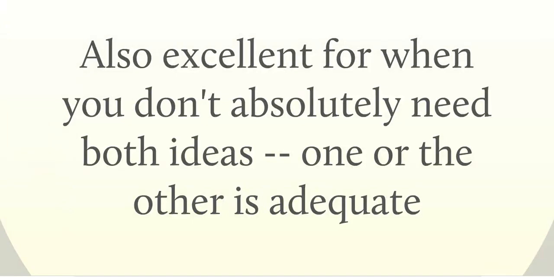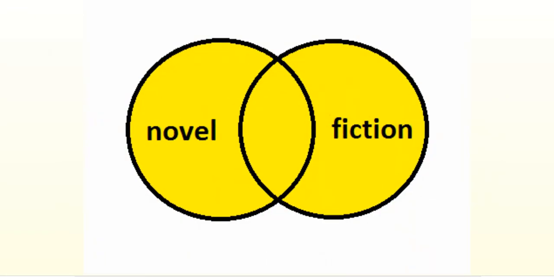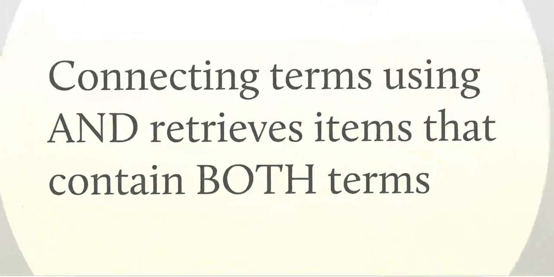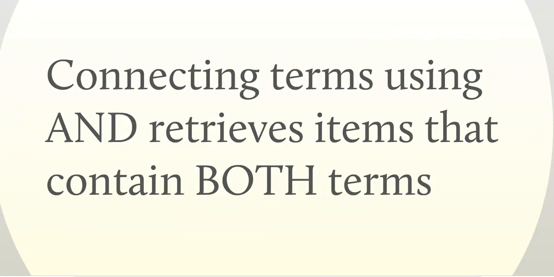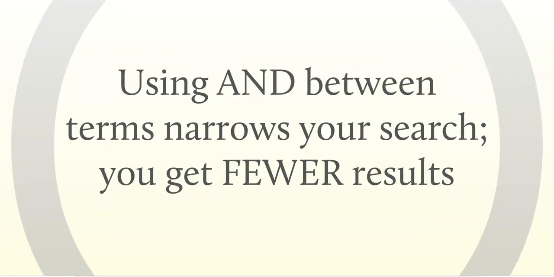It's also excellent for when you don't absolutely need both ideas, when one or the other is adequate for your research. So for example, novel or fiction. This is a nice broad search to get you started if your research is in this vein. AND functions in almost the opposite way. Connecting terms using AND retrieves items that contain both terms. Using AND between your terms narrows your search and you get fewer results.